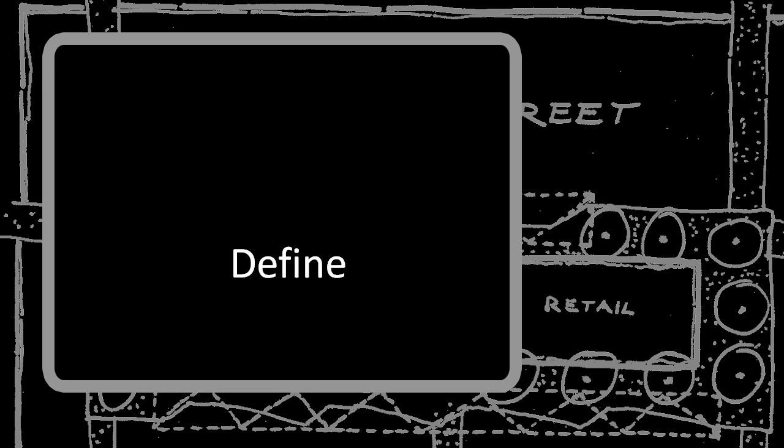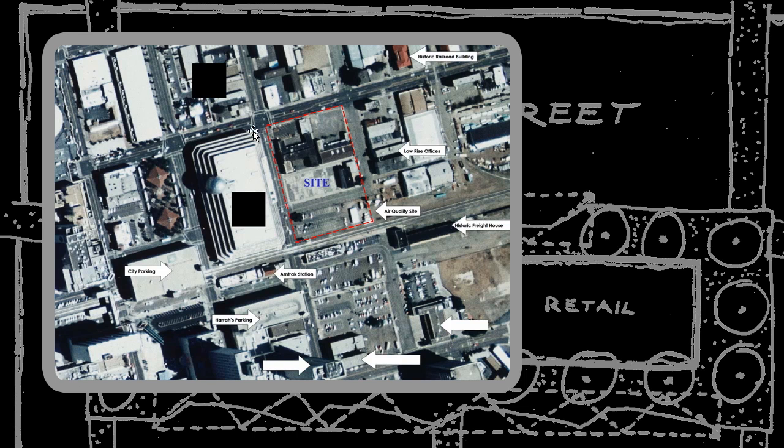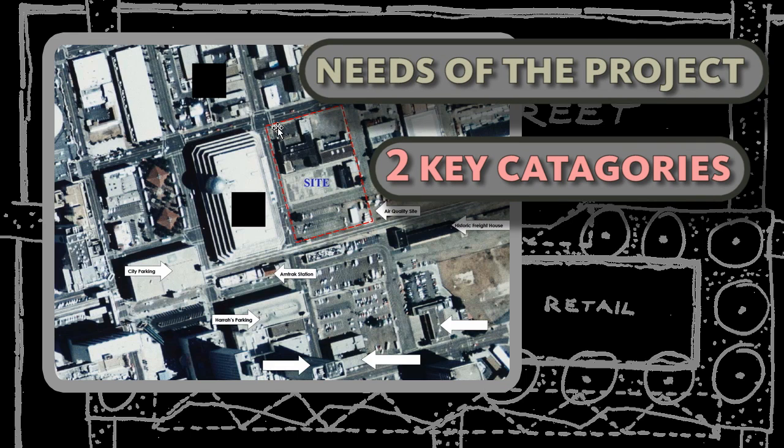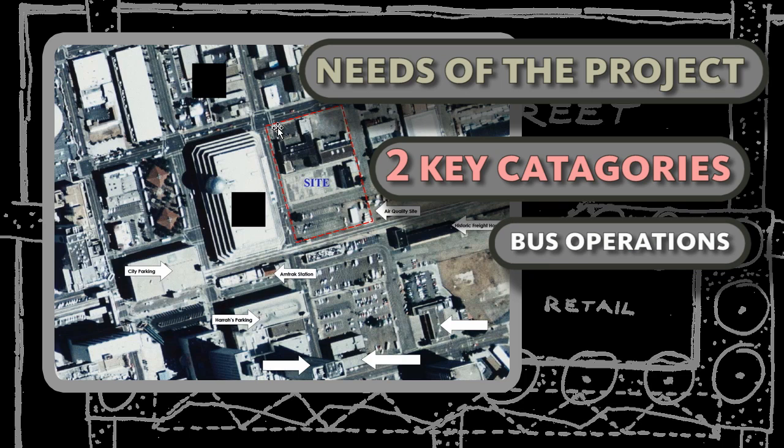After we have explored what's going on around the site, we'll move on to the property itself, and we'll start defining the needs of the project. This is going to fall into two key categories. The first is bus operations. How does a bus move onto the site, move up to a passenger island, drop off passengers, pick up new passengers, and then safely move off the site back into the city, onto the streets, and out into the transit network. The other key item we're going to look at is the program.